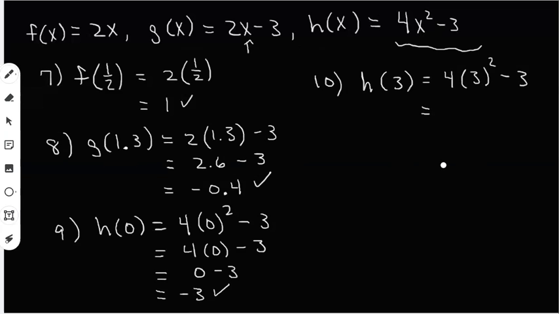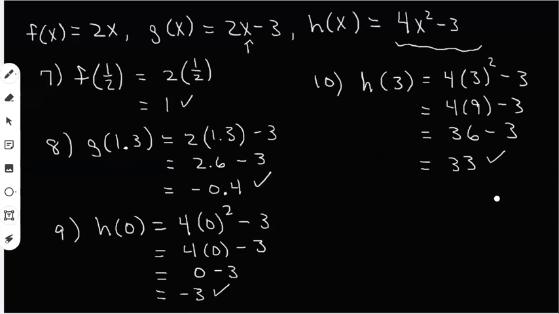So the first thing I'm going to do is 3 squared, which is 3 times 3. That's 9. So I'm going to have 4 times 9 minus 3. 4 times 9 is 36. And then 36 minus 3 is going to give me 33. And I'm done. So that's function values. You're putting in an input and you're getting out an output. And all a function is, it's a relationship between an input and an output.